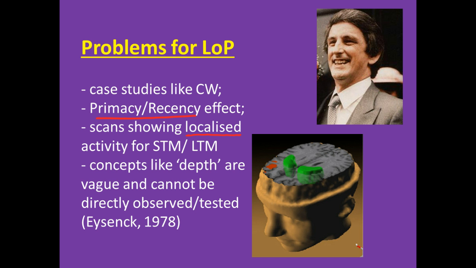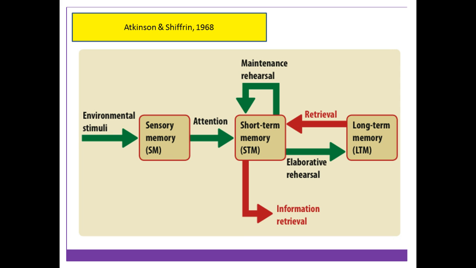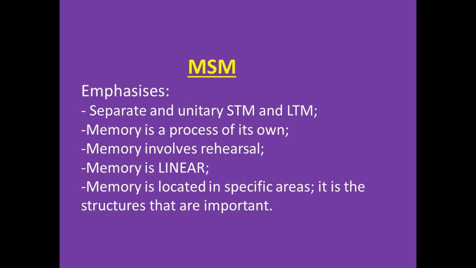So again, just to emphasize the important vocab. Atkinson and Shiffrin's multi-store model. You can see that it's an information processing model with a clear input, processing and output. Key points are that there are separate and unitary short-term and long-term memory, which we've seen evidence for already. Memory is a process of its own. Memory involves rehearsal, it's linear and is located in specific areas. So these directly contradict the levels of processing model. These are the differences.